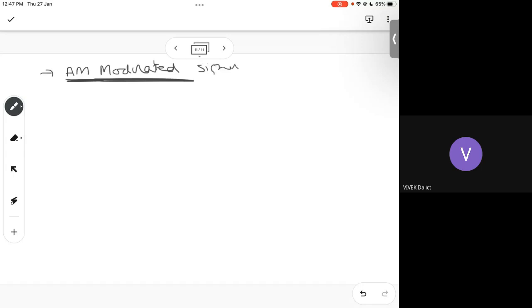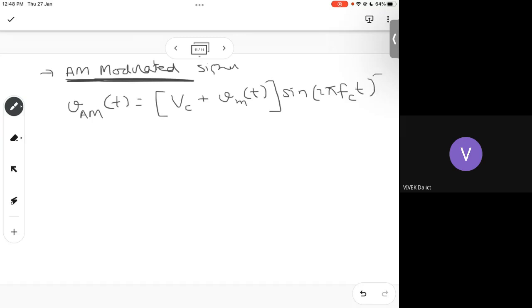See, I don't have to change the frequency and the phase here. I have to play with only the amplitude. So it could be written as VAM(t) is equal to VC plus VM(t), see how I'm writing here. It is written as VC, that is the carrier wave amplitude, plus VM(t), sine 2 pi FCT. Now, please understand this.